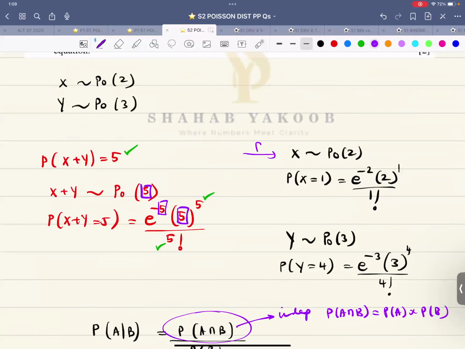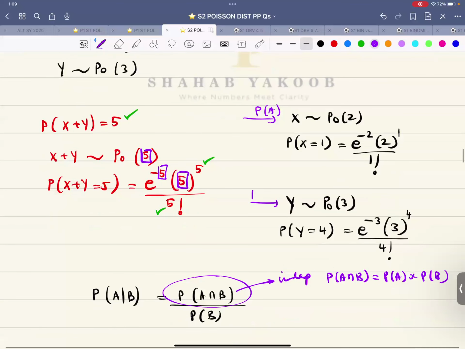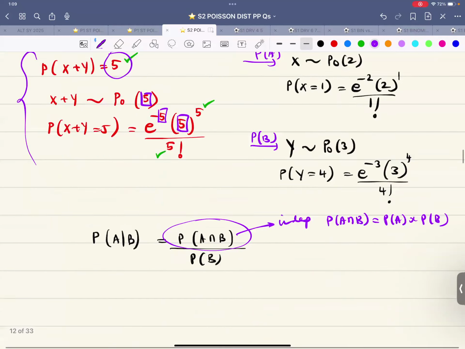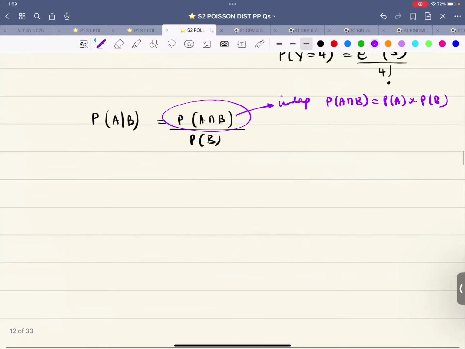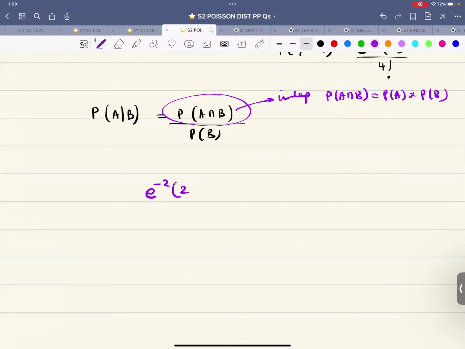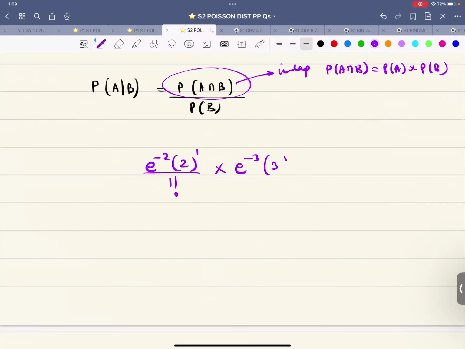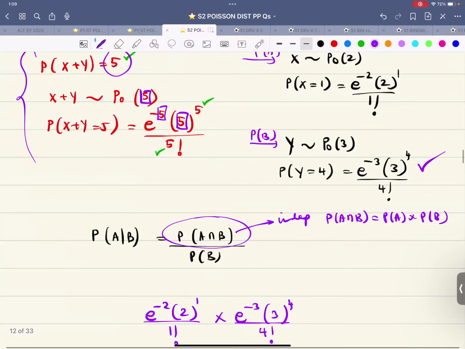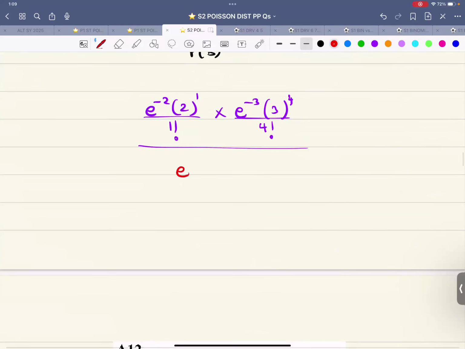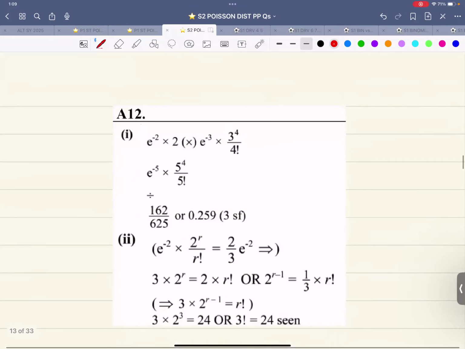So let's say this is probability of A. Let's say this is probability of B. And this thing over here is the condition for 5. So therefore, I'll write e raised to power of negative 2, 2 raised to power of 1 over 1 factorial, multiplying with e raised to power of negative 3, 3 raised to power of 4 over 4 factorial, divided by this thing, the red one, e raised to power of negative 5, 5 raised to power of 5 over 5 factorial. Let's double check the working.